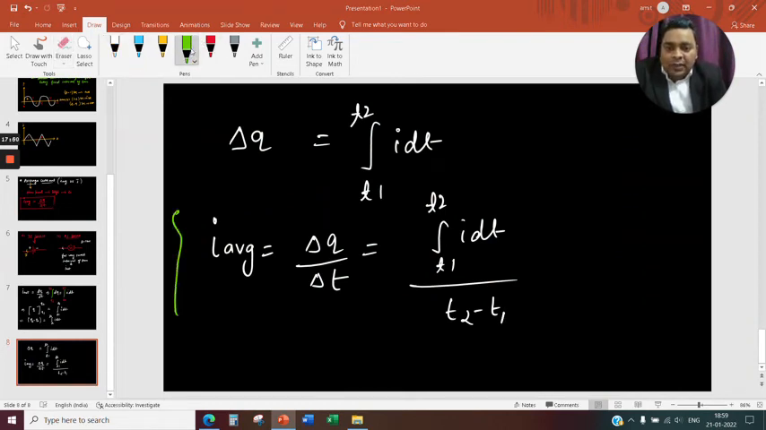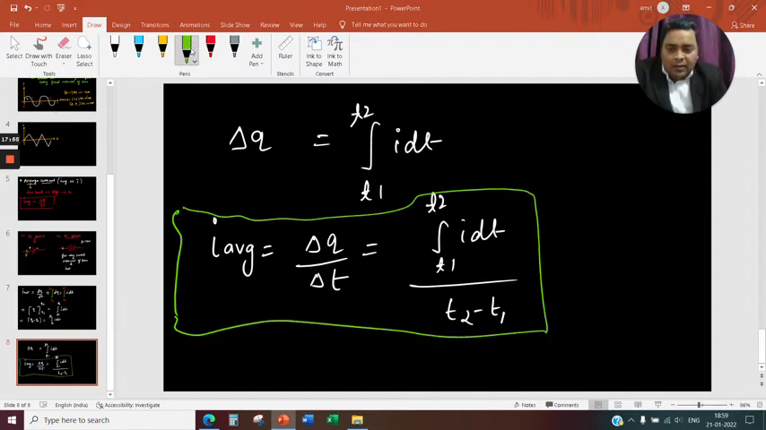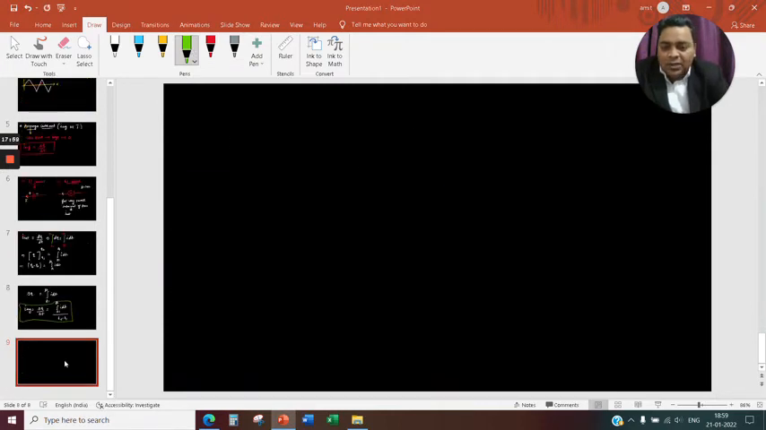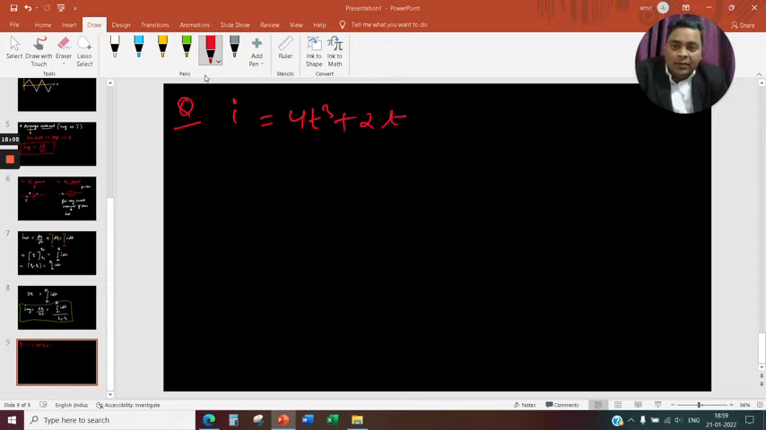So we'll keep this formula in our mind, and now I'm just taking one example which comes under the concept of I average here, so that we can get clarity on this topic. Suppose I is equal to 4t cube plus 2t. I is a function of time, and that is equal to 4t cube plus 2t, and we have to calculate I average at 2 seconds. Find the value of average current at 2 seconds here.